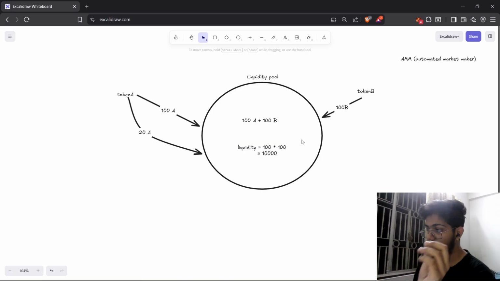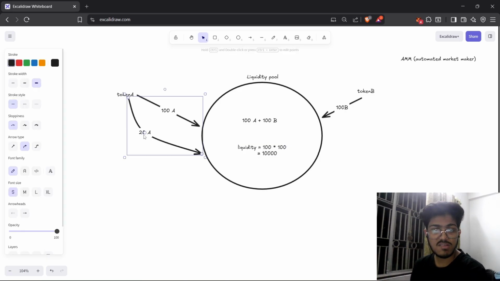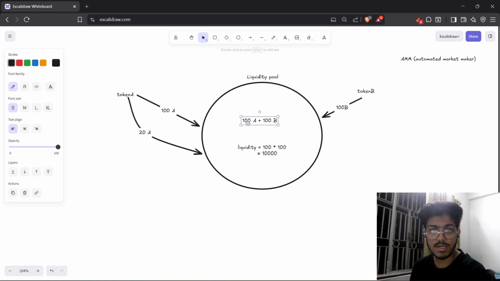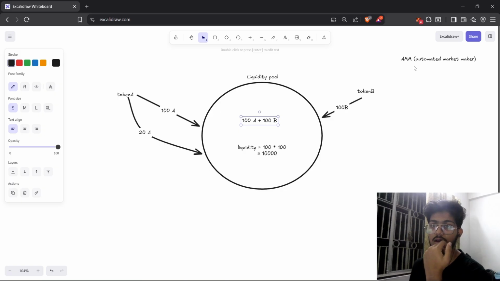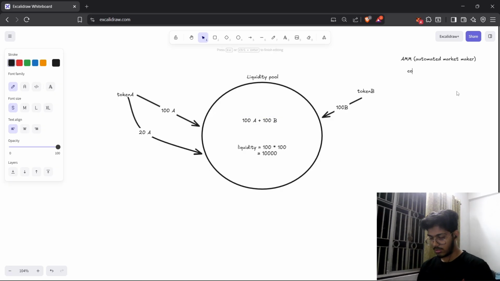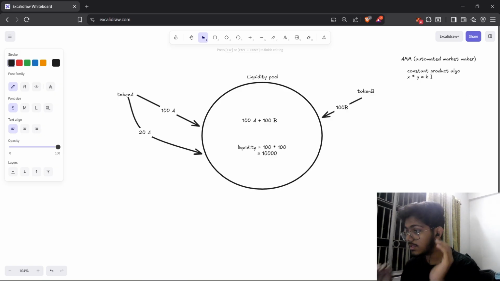Okay, so now let's try to calculate it. If he gives 20 A in it and there's already 100. The main algorithm of the basic liquidity pools, I'm talking about Uniswap version 1, works on a constant product algorithm. Now what the constant product algo is: x into y should be k. So k is a constant which should match the product of x and y.